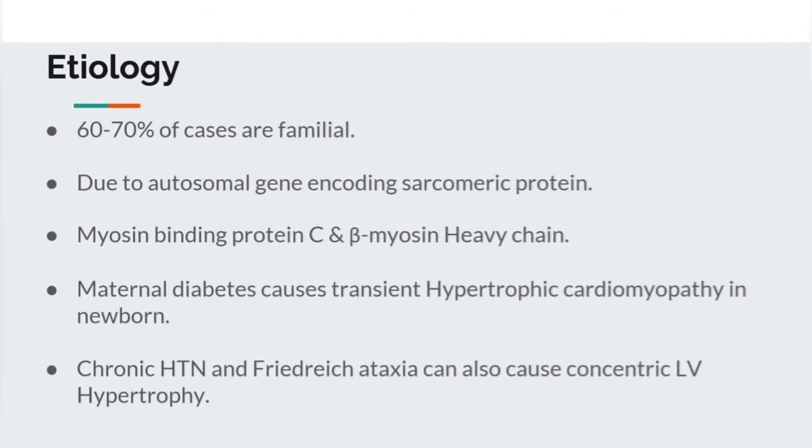Maternal diabetes can also cause hypertrophic cardiomyopathy in a newborn, but it is of a transient type and it resolves over time. The basic idea here is that the excess sugar in a mother during pregnancy can deposit over the myocardium of the developing newborn.